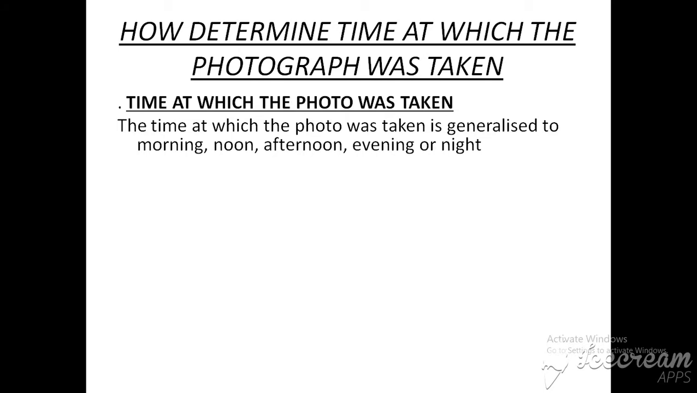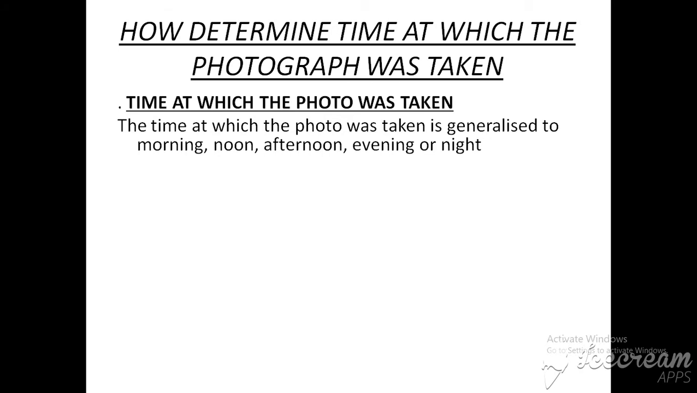The time at which the photo was taken is very hard to determine, but we normally generalize the time to morning, evening, night, afternoon, or noon. So we cannot specify that it is 9 a.m., 3 p.m., or 4 a.m. It is very hard to specify. So we normally generalize it to morning, noon, afternoon, or evening.